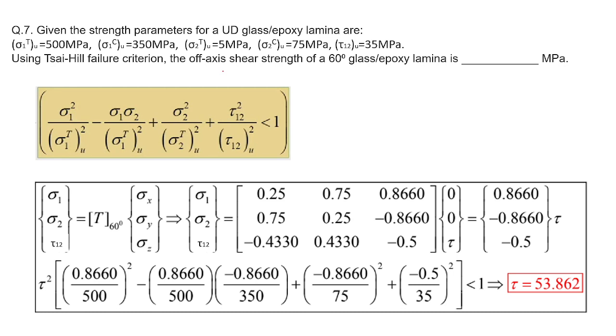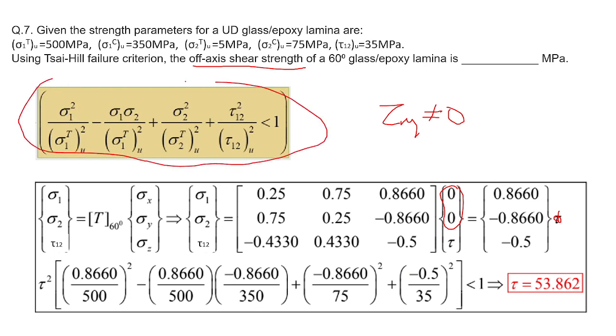Next question is similar, only here they ask for off-axis shear strength, that is tau xy is non-zero and everything else is 0. Again we put the values in this matrix for tau, keeping the other two values as 0, and we get this matrix in form of tau. We put the value in the Tsai-Hill failure criteria and equate it to 1. So we will get the value of tau as 53.862.